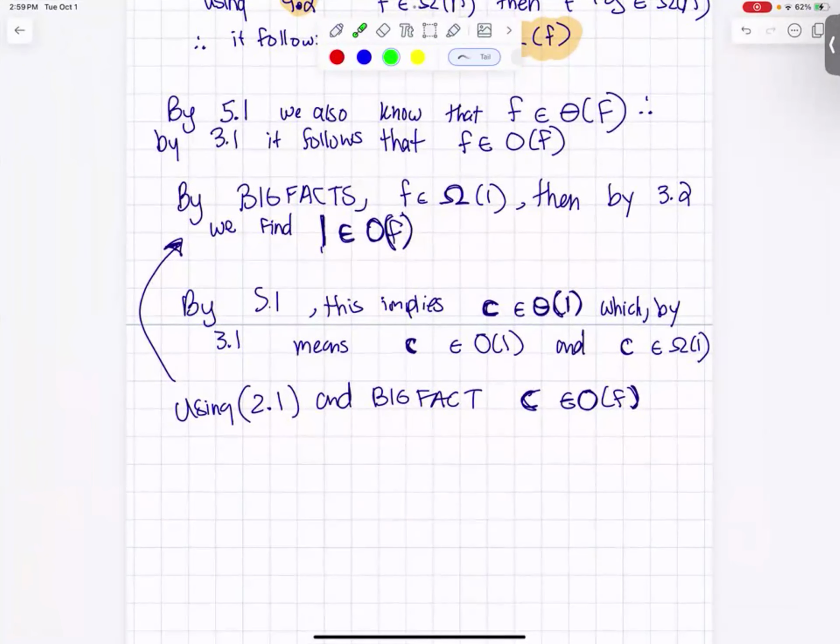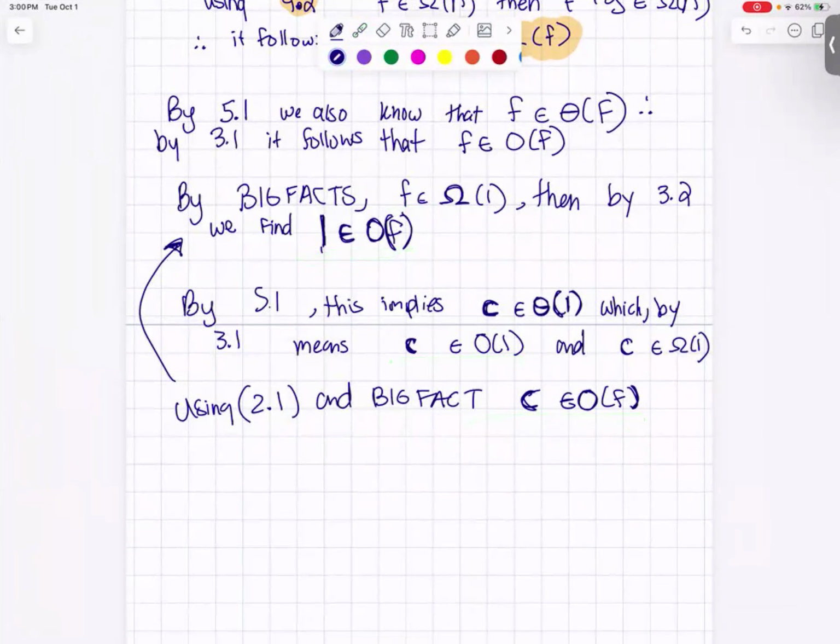So what are we saying? We're saying by that rule and the fact that right here 1 is in big O of F, and C is in big O of 1, which is in big O of F, therefore C is in big O of F.